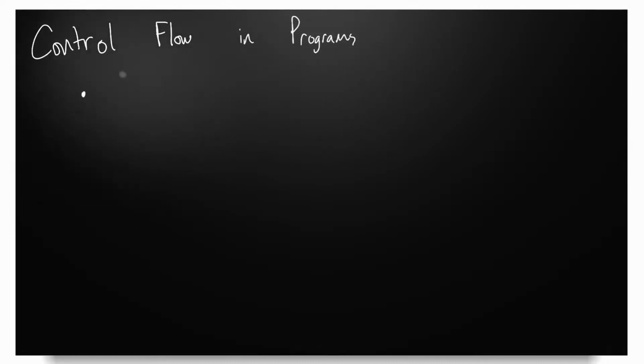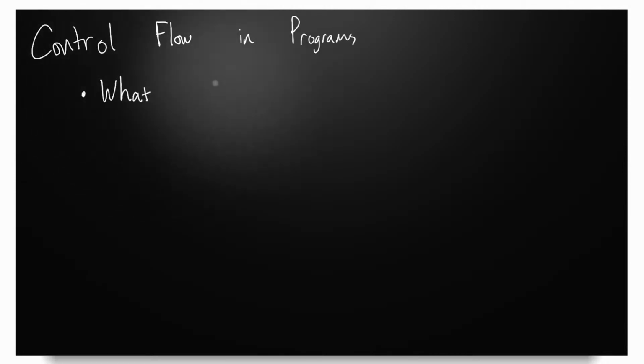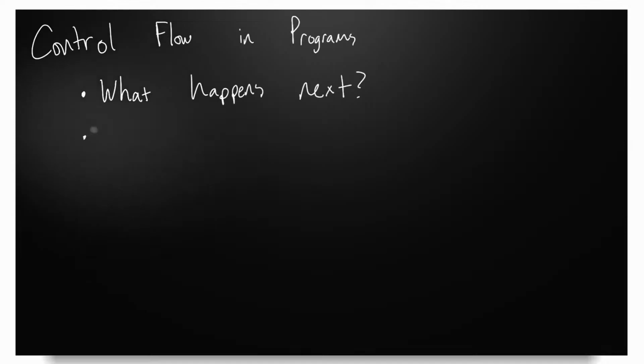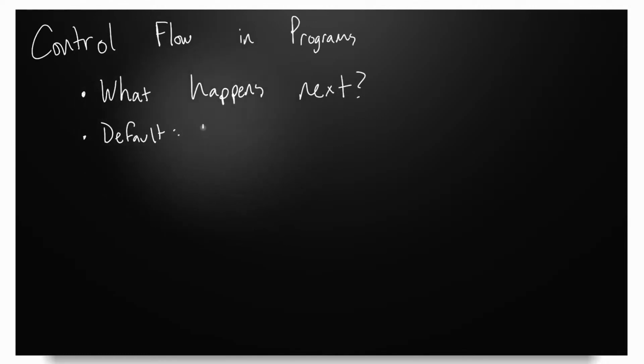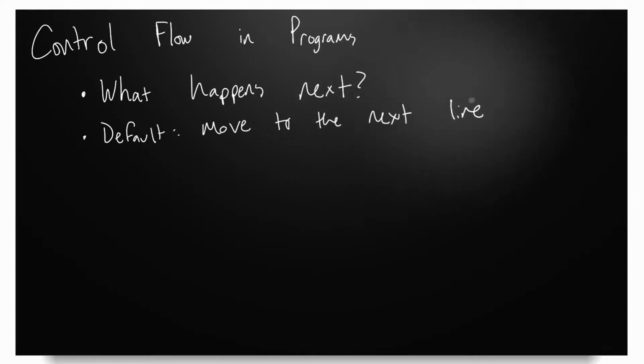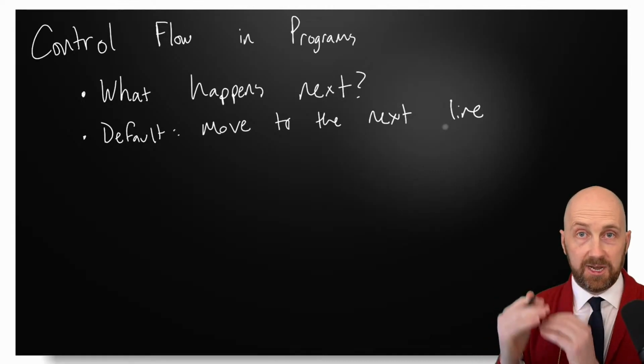So control flow is sort of a fancy word that describes what does the interpreter decide to do next? What happens next? And by default, as we've seen so far in the semester, the default is just move to the next line. And when we do this, we have a very linear flow through our programs, right? When we move to the next line, or the next statement more broadly, it's very easy to trace our programs from top to bottom.